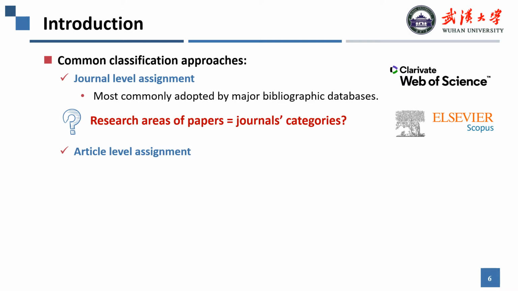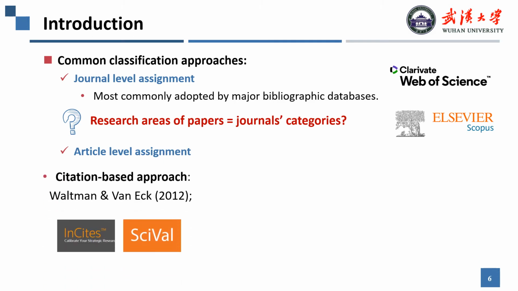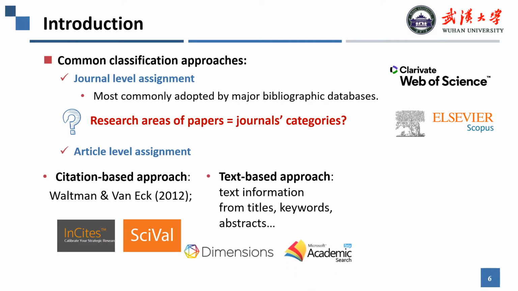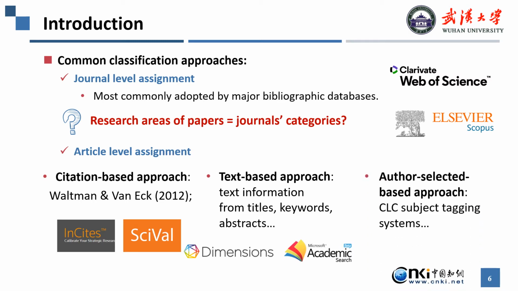The first is the citation-based approach. Web of Science and Scopus also integrate these methods in their analytical platforms like InCites and SciVal. The second is the text-based approach, which is mainly adopted by Dimensions and Microsoft Academic. The last is the author-selected based approach. It is mainly used by Chinese journals, and the results are indexed in Chinese local databases like CNKI.